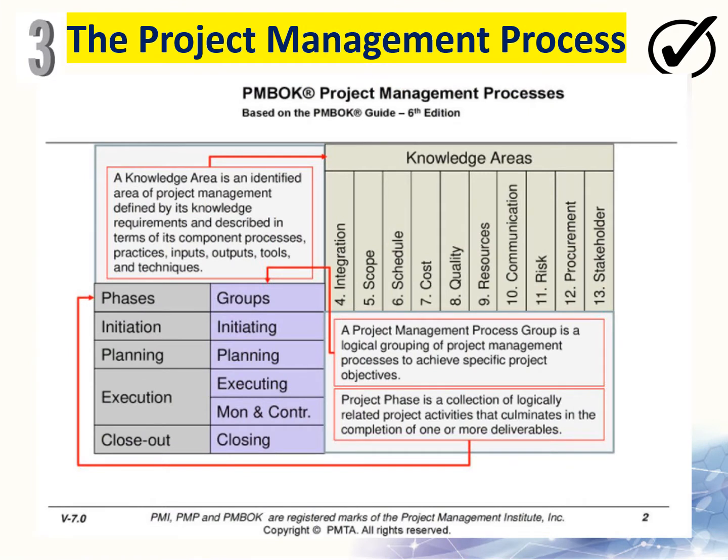A knowledge area is an identified area of project management defined by its knowledge requirements and described in terms of its component processes, practices, inputs, outputs, tools, and techniques. So we have phases, no? A project management process group is a logical grouping of project management processes to achieve specific project objectives, while the project phase is a collection of logically related project activities that culminates in the completion of one or more deliverables.